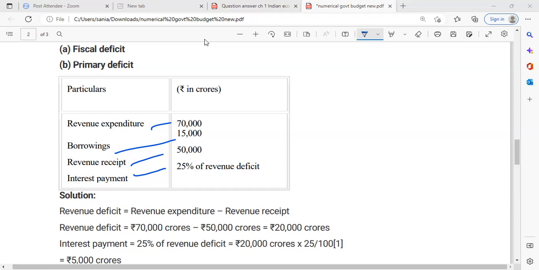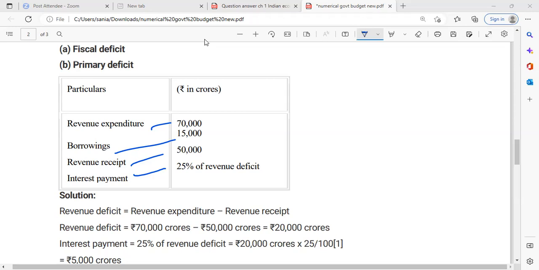Okay. Now, fiscal deficit. What is the formula? Fiscal deficit, total expenditure minus total receipts. Do you have both? No. So it will be equal to the borrowing. Now, fiscal deficit is equal to borrowing. But where is borrowing, ma'am? Okay, 15,000, sorry, 15,000.